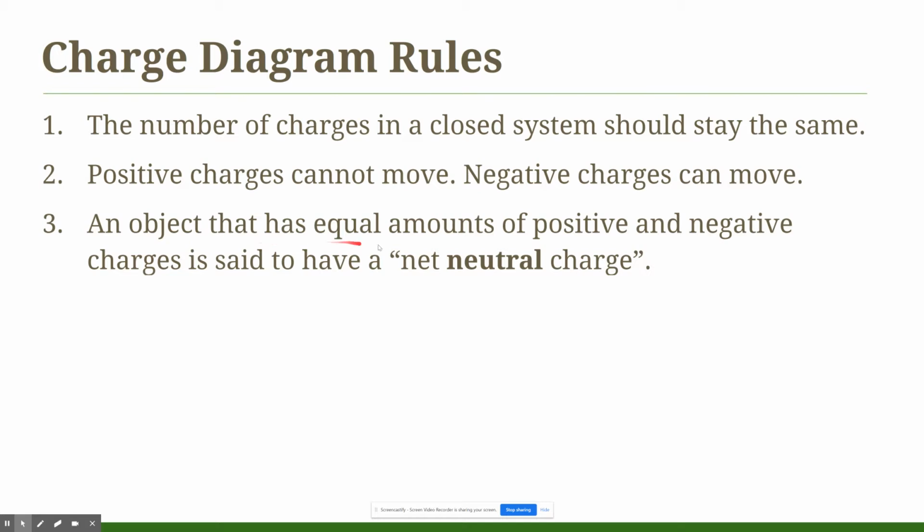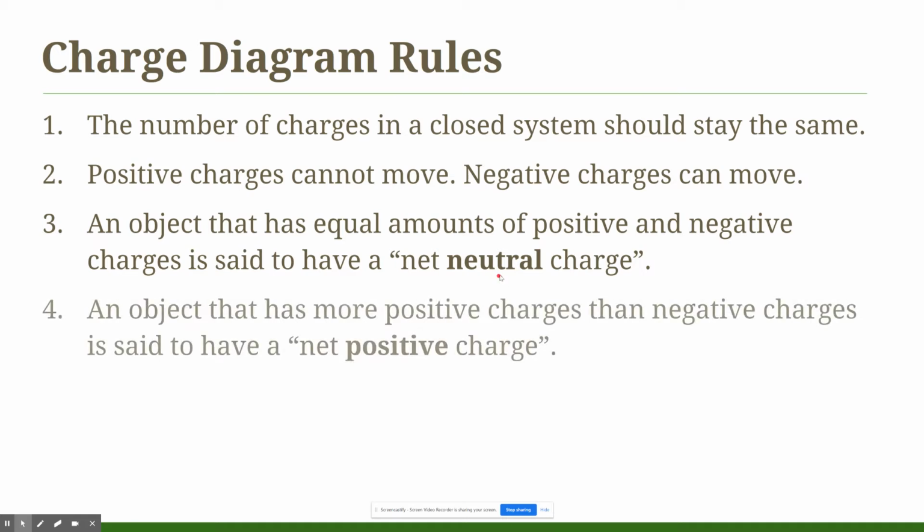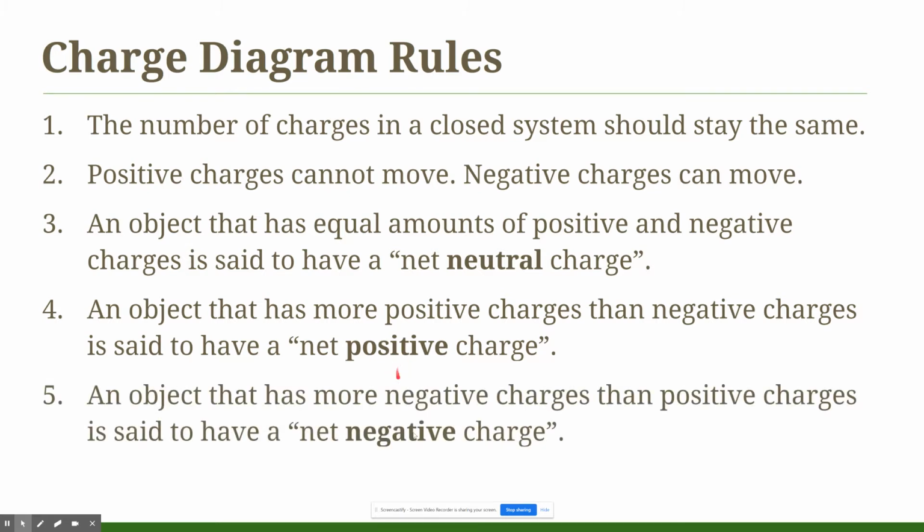Any object that has equal amounts of positive and negative charges has a net neutral charge. This is like first semester, if you remember talking about ions. An ion is when there was an uneven number of electrons and protons. If it had an even number, it just wasn't an ion, it was neutral. If we have the same number of positive and negative charges, it is neutral. If something has more positive charges than negative charges, then we say it's positively charged. And if it has more negatives than positives, then it is negatively charged. Again, think back to ions from first semester.